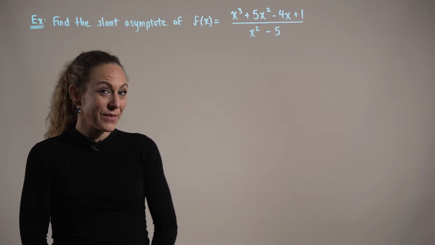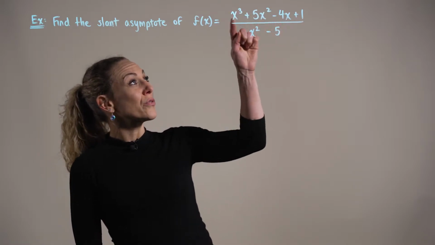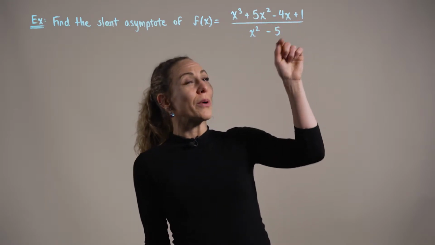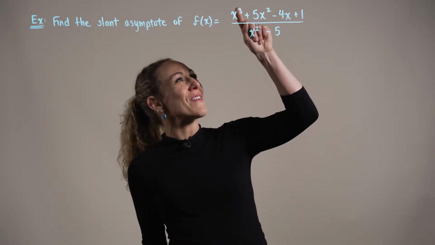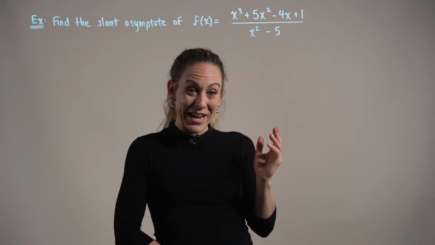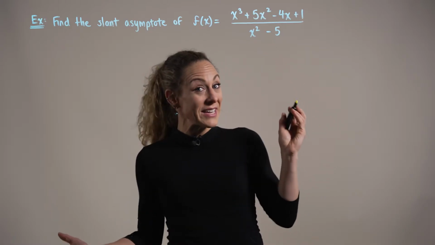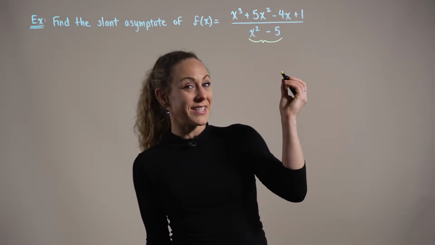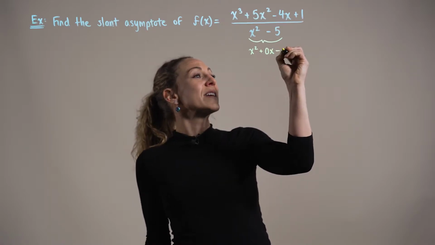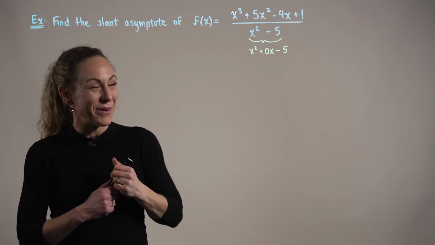Now, we know in order to find the slant asymptote, we want to divide our numerator by the denominator. And notice the polynomial in the numerator is in perfect descending order. We have x cubed, x squared, x, and then the constant term. However, in the denominator, we have x squared minus 5. So to help us prevent any algebra errors, I'm going to rewrite the denominator as x squared plus 0 times x minus 5. So let's go ahead and set this long division up.